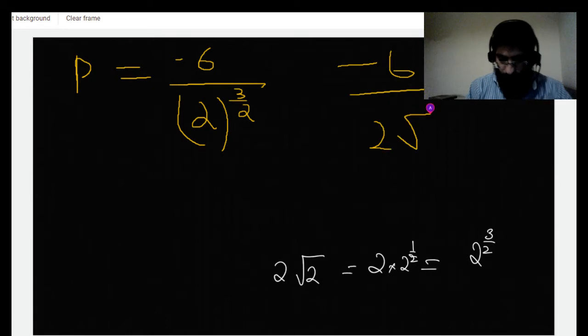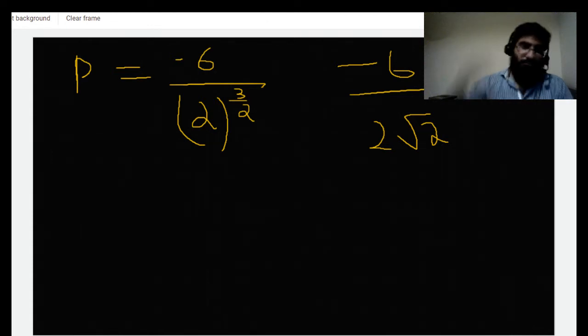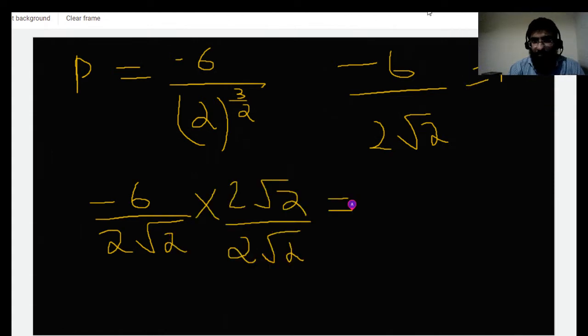But we have to give the answer in a specific form. So what do we do? We rationalize. So what do we multiply with? 2 root 2. Does it not have to have a sign every time? You have to simply multiply with root 2.